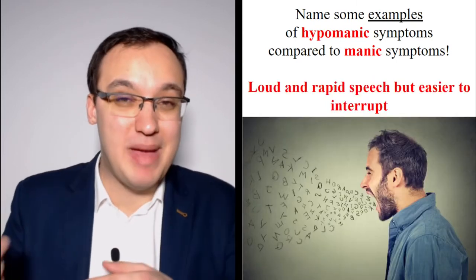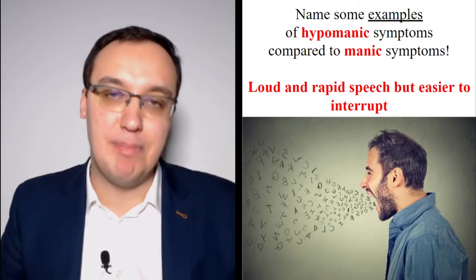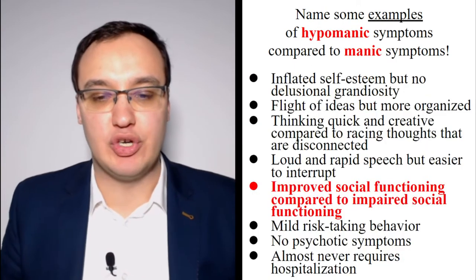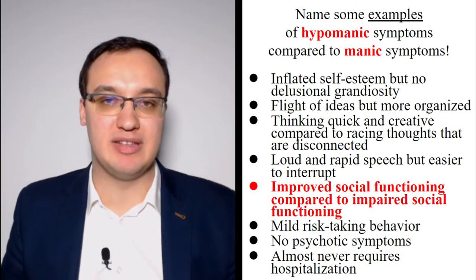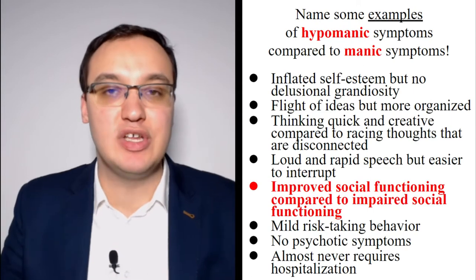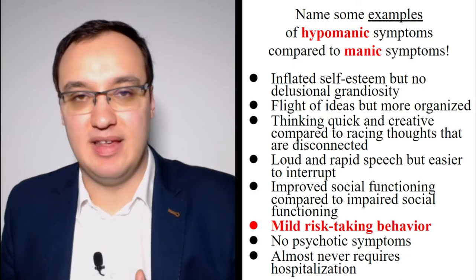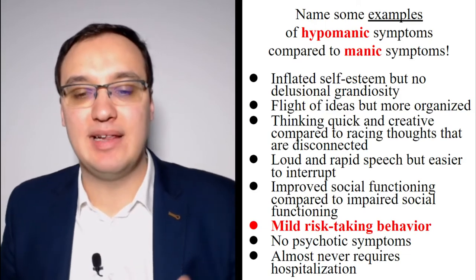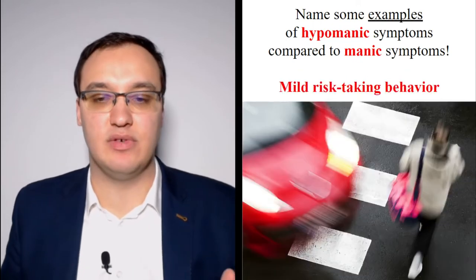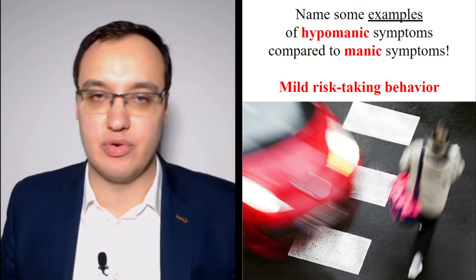A manic patient is very hard to interrupt. Whatever you try, it's like impossible. Hypomanic, it's easier, not easy, easier. Improved social functioning compared to impaired social functioning. This is what I'm talking about. Hypomanic could actually be an improved function in this world. Manic is completely delusional. Mild risk-taking behavior. So hypomanic is mild, manic is severe risk. This is mild. Manic would, I don't know, jump on this car or something.